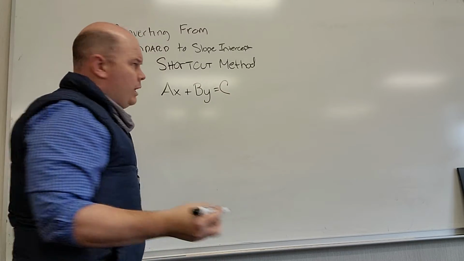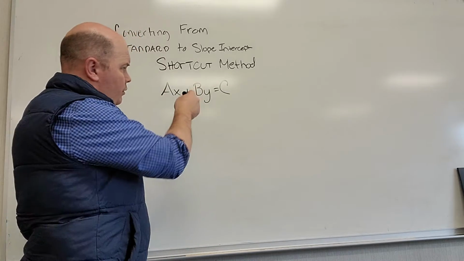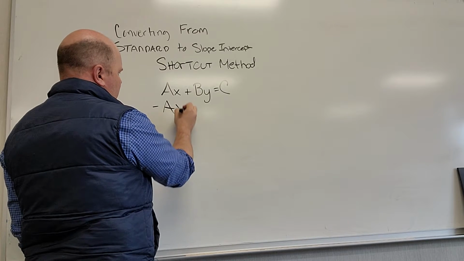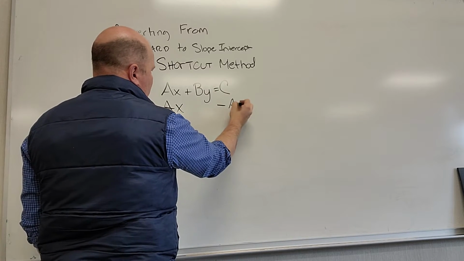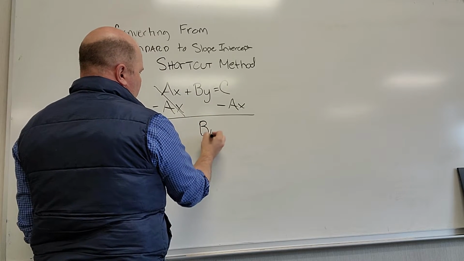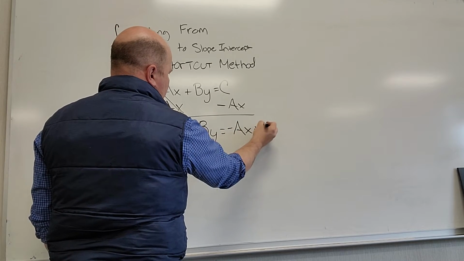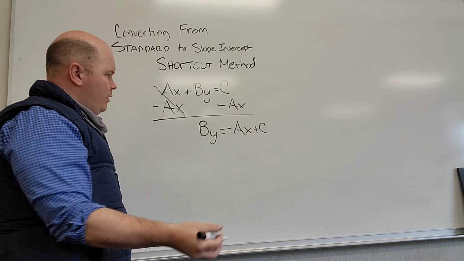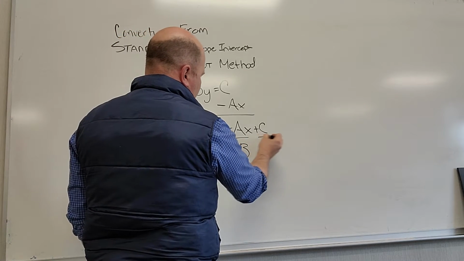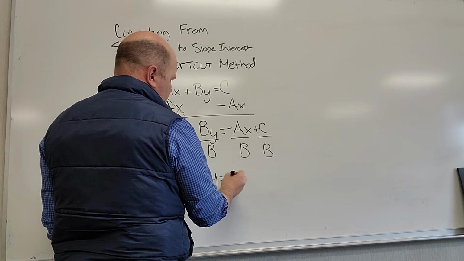So I'm going to do the process. That would be move my x to the other side and then divide everything by the constant touching the y. So in this case, to move my positive AX, I'm going to subtract AX from both sides of my equation. That cancels out and I'm left with BY is equal to negative AX plus my C. Now from here, all I need to do is divide everything by my B, and I'm left with an answer that looks like this in slope-intercept form.